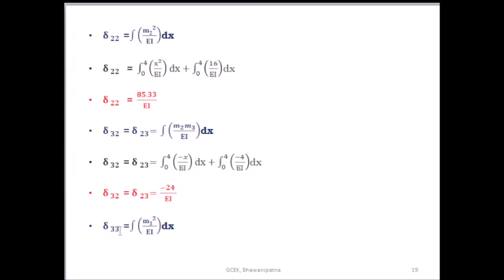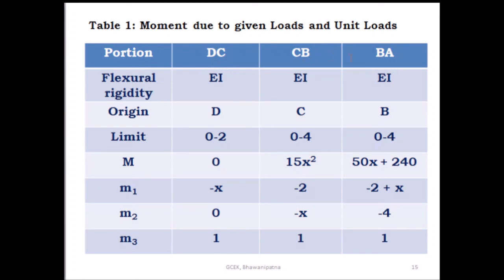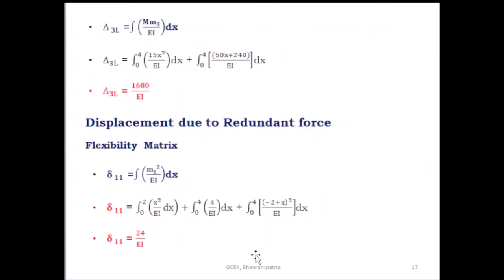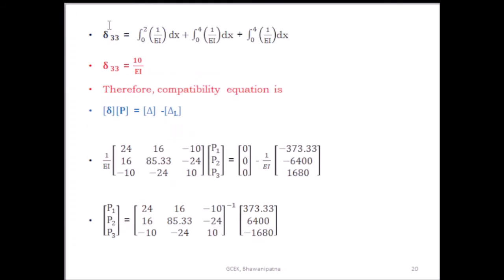Then find out delta 33. Delta 33 is equal to the integration of m3 square by EI into dx. You know m3 for DC, CB and BA is 1, 1, 1. So just put this in: integration 0 to 2 of 1 by EI dx, plus 0 to 4 of 1 by EI dx, plus 0 to 4 of 1 by EI dx. After simplification of this expression, you will get delta 33 is equal to 10 by EI.